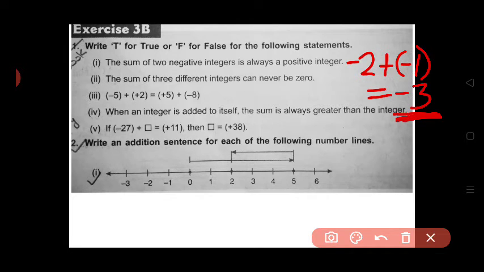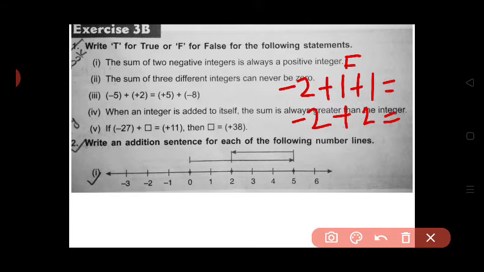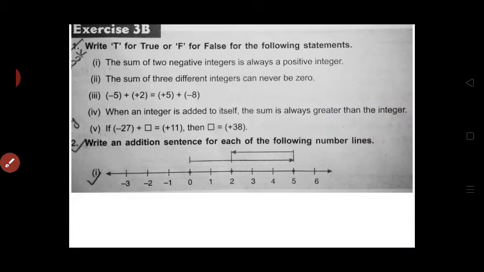The first one is false. Next one is: the sum of three different integers can never be 0. Let's check this. Suppose I have a question like -2 plus 1 and plus 1. If you add these numbers, we write -2 plus 2. Adding these two will be 0. So there is a possibility that adding three different integers comes to 0 also.